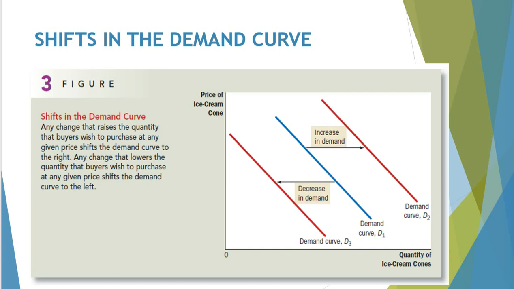So, this figure, figure 3, illustrates the shift in the demand. Okay. Any changes that increase the quantity demanded at every price shift the demand curve to the right and it is called an increase in demand. Any changes that reduce the quantity demanded at every price shift demand to the left, it is called a decrease in demand.